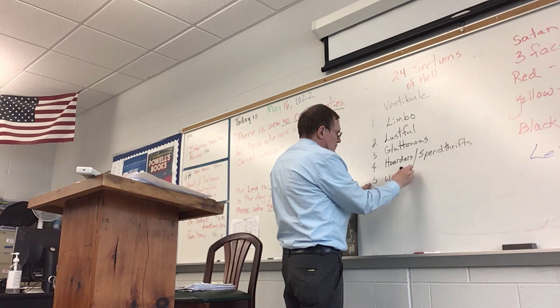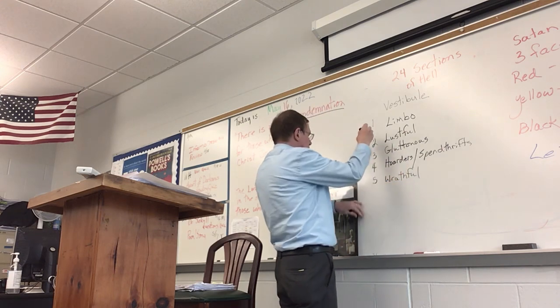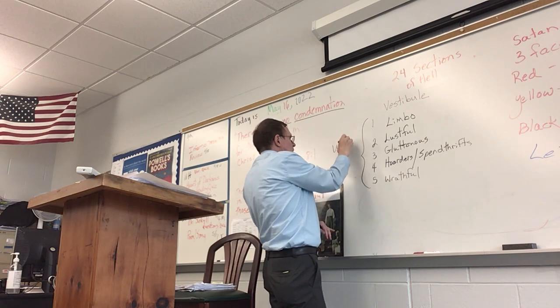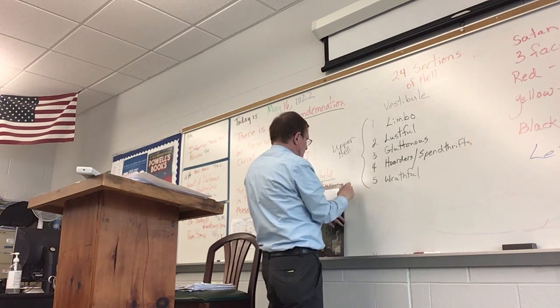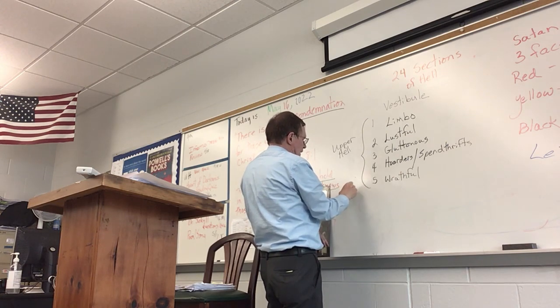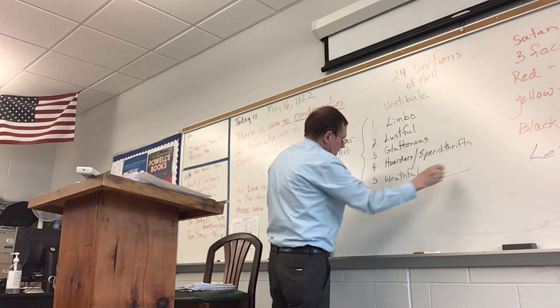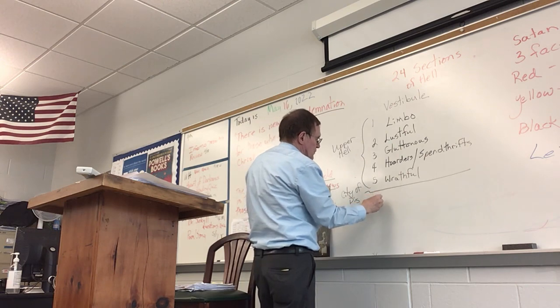And that's upper hell. Then you have the city, I'm running out of board. The city of Dis, which is right here. And then you have circle 6.